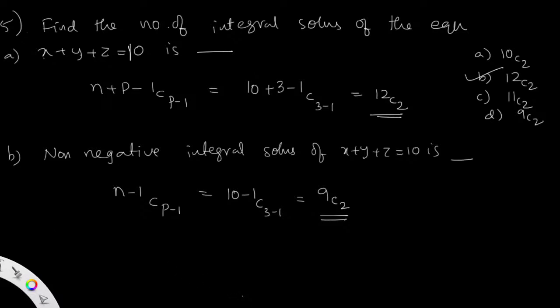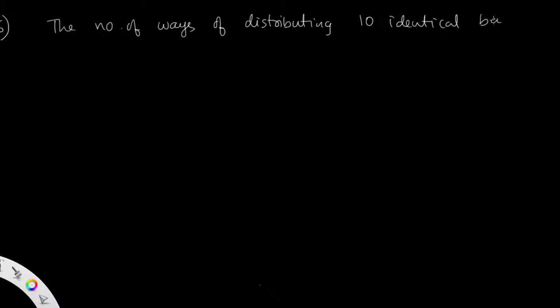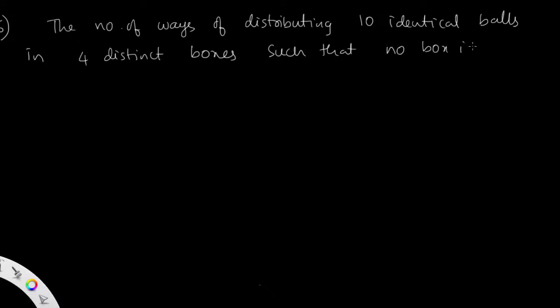Next question, question number 6. The number of ways of distributing 10 identical balls in 4 distinct boxes such that no box is empty is dash.